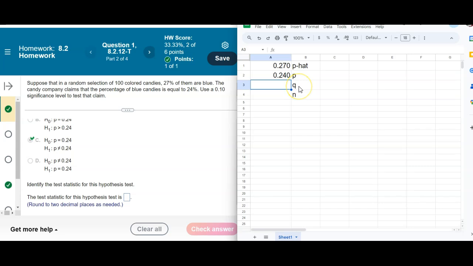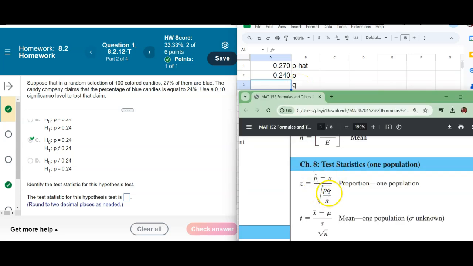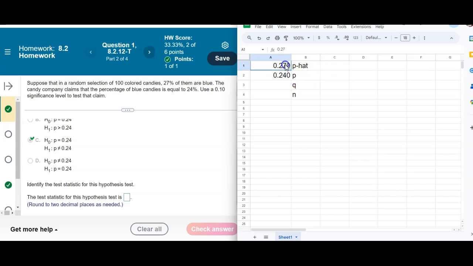Q is 1 minus P. Notice in the formula sheet here, that's P times Q. It's not P hat, Q hat. That's not Q hat, it's Q. So it's 1 minus P, not 1 minus P hat. So this is equal to 1 minus, and I just click that 0.24 number. And then N is 100 because it's 100 candies.